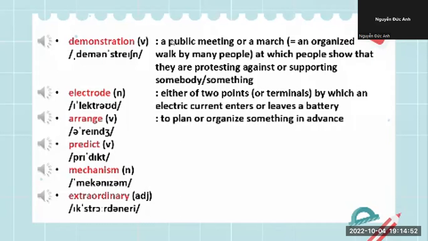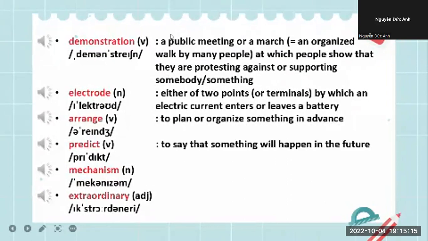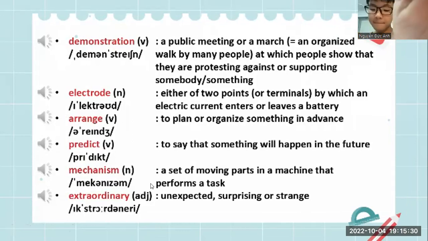Predict is to say or estimate that a specific thing will happen in the future or will be a consequence of something. Very good. You're going to estimate what will happen in the future. Mechanism is a set of moving parts in a machine that performs a task. And extraordinary means strange. So can you please repeat all the words?